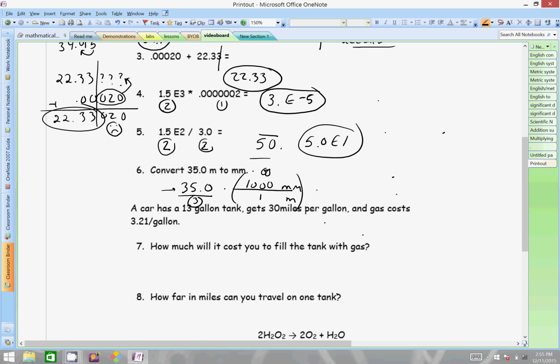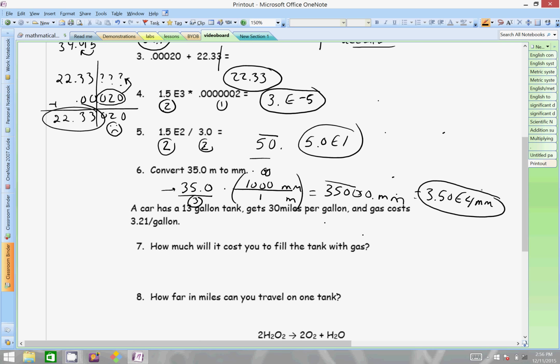3 sig figs. Multiply by 1,000, I get 35,000 millimeters. And since I have 3 sig figs here, I also need to have 3 sig figs here, which equals 3.50 e to the 4th millimeters.